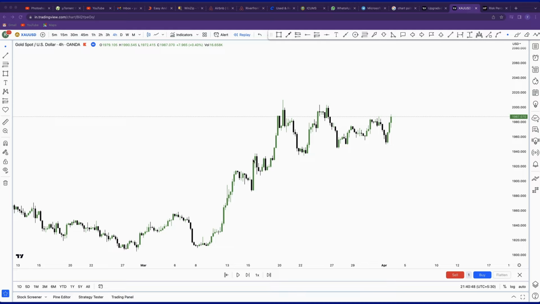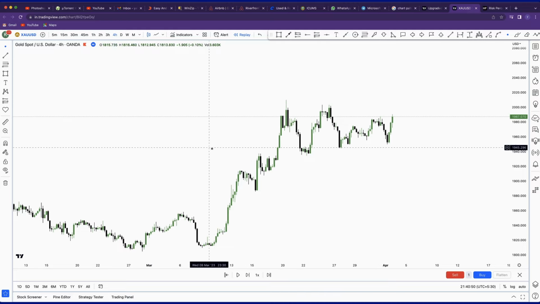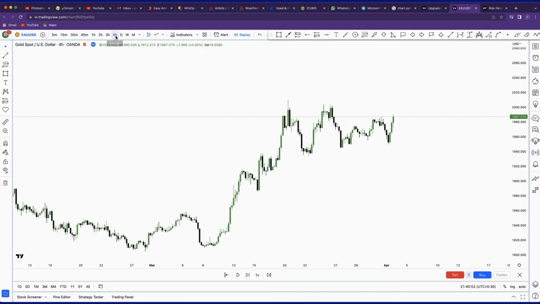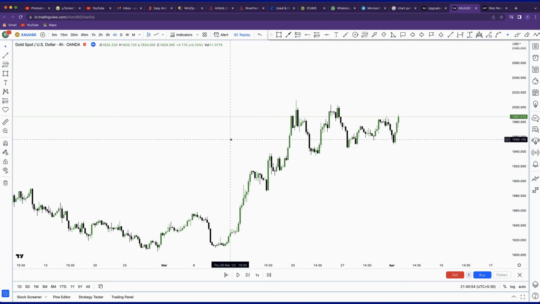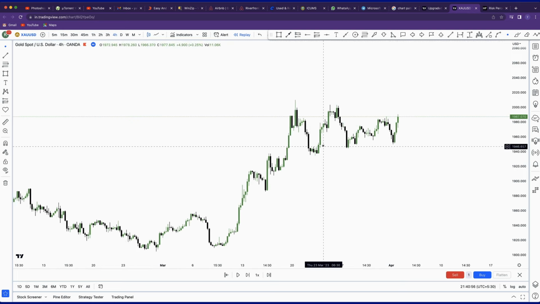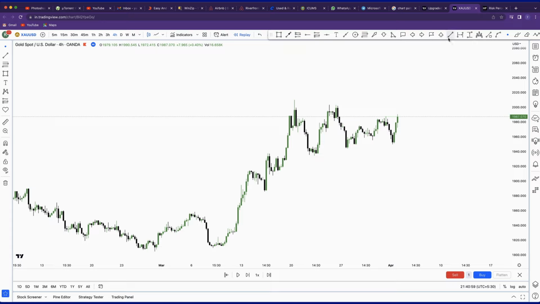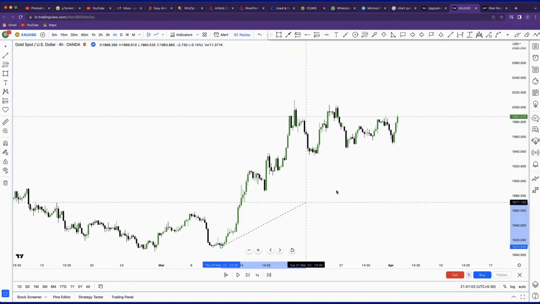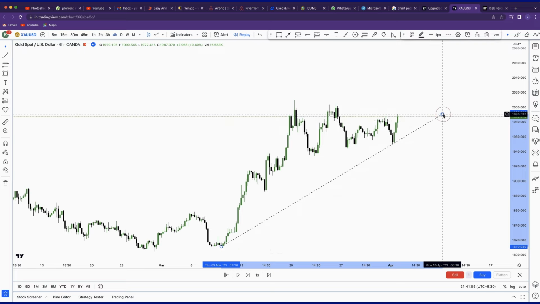So as you can see, this is gold on 4-hour time frame. And as you can see, price is trending upwards, forming a series of what? Higher highs and higher lows. So as we have seen this, we already have in our mind that the only thing we will be looking for is what? A buy.